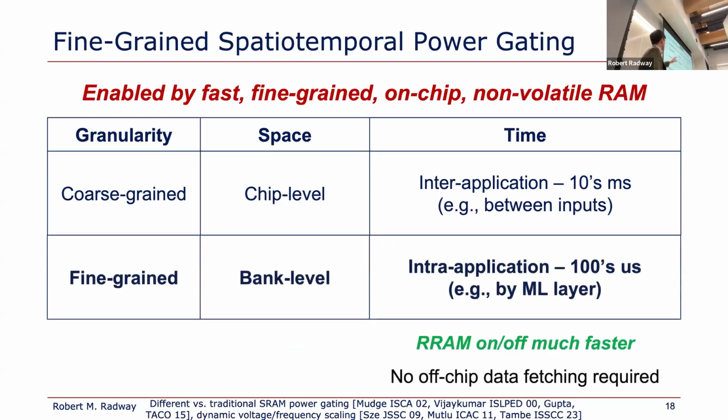And also, it turns out that RM is really great for all of this because we can do very, very fine-grained power gating, turning off individual banks of the memory, individual chunks of it. And we still use that same feature that it's very quick to turn on and off, and it's non-volatile to our advantage. So I'll pause here. Any questions? Because this is a little bit high level.